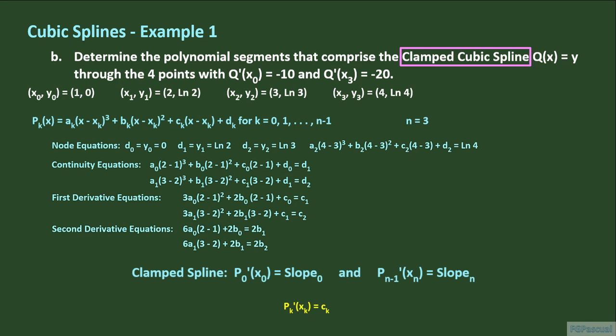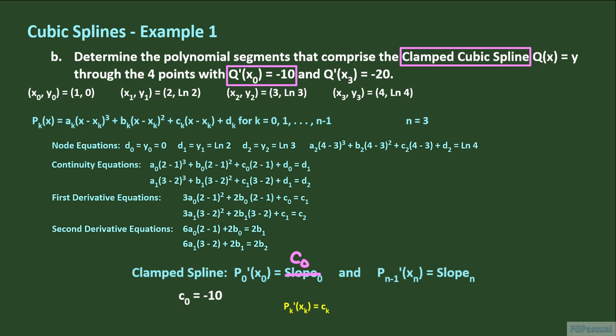Recall that p sub k prime of x sub k equals c sub k. And so p sub 0 prime of x sub 0 equals c sub 0. Therefore, c sub 0 should equal the prescribed slope of minus 10 for the leftmost endpoint.